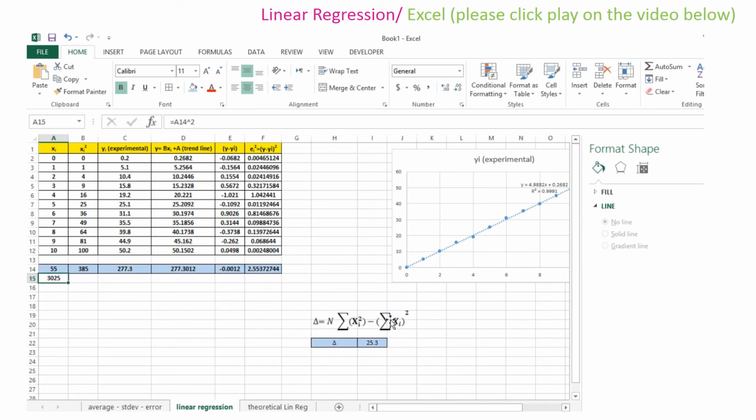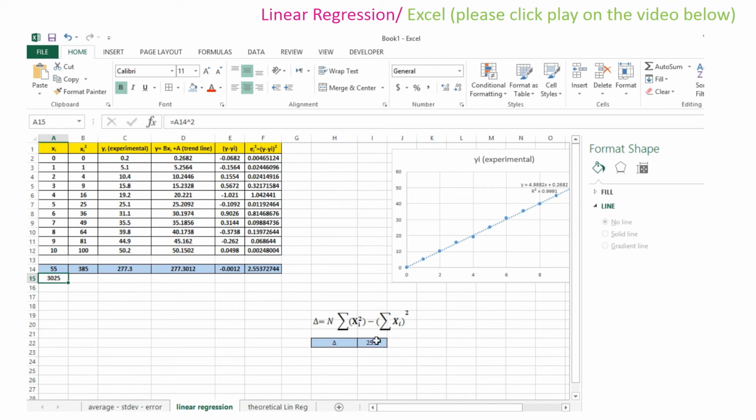This one over here is the second term in delta: N times the sum of xi squared. So you add all the xi squared, and then you multiply it by n. Here it's 11, because from 0 to 10 we have 11 trials. So 11 times 385 minus 3025, and you will get delta equals 25.3.